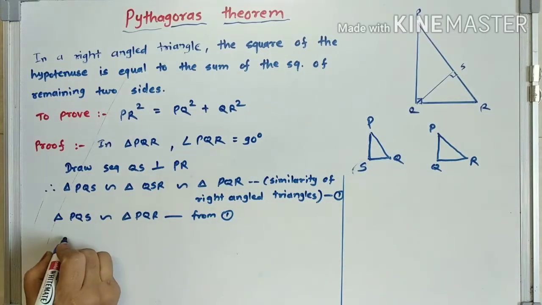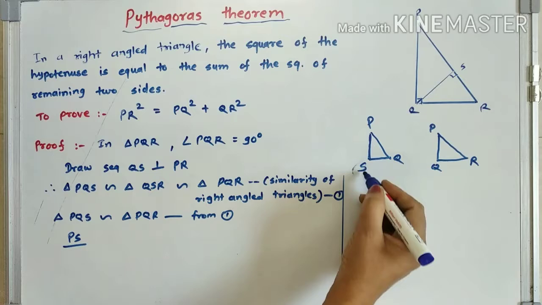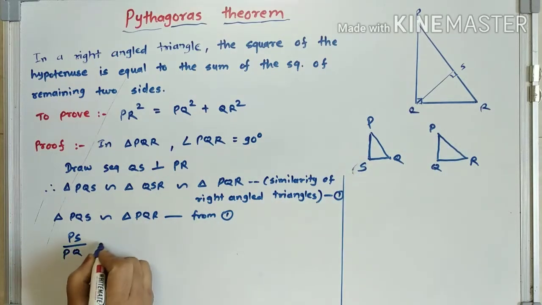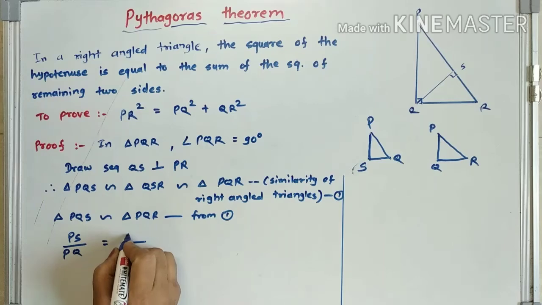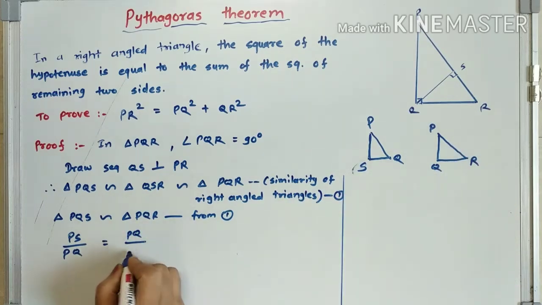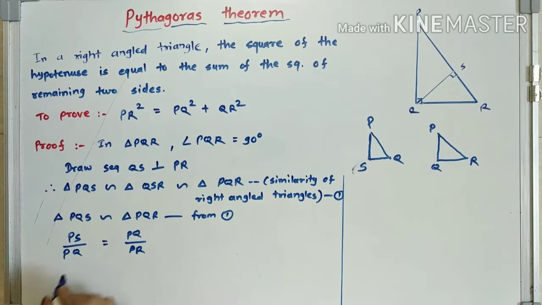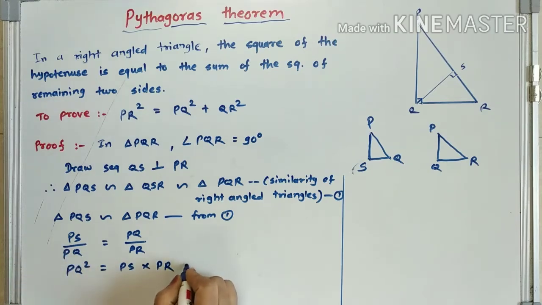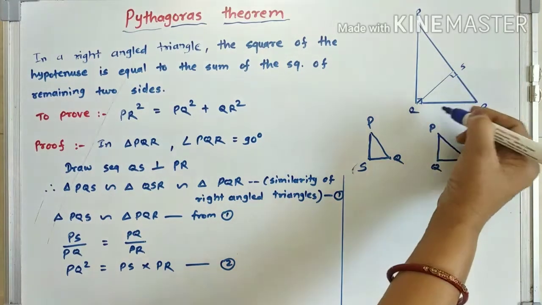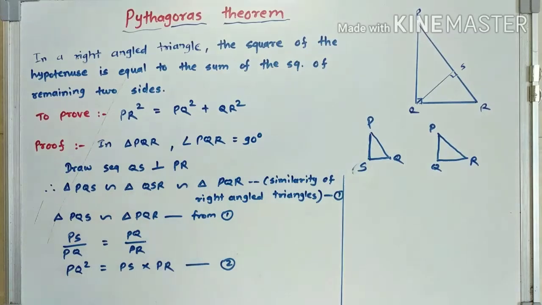So corresponding sides are PS upon PQ equals PQ upon PR. PQ into PQ, PQ square equals PS into PR. This is equation 2. Now we will take these two triangles, triangle QSR similar to triangle PQR.